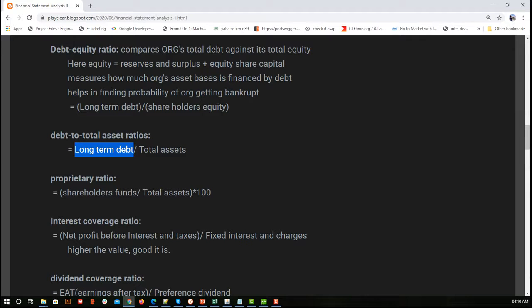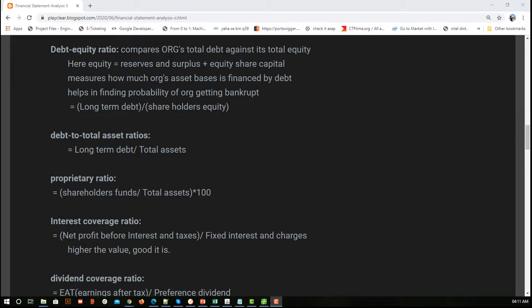Next we have the proprietary ratio. So this is shareholders funds by total asset. Now, shareholder funds means what? The funds that we have for running the business, we got it from outside. Shareholder fund is also known as capitalized money.